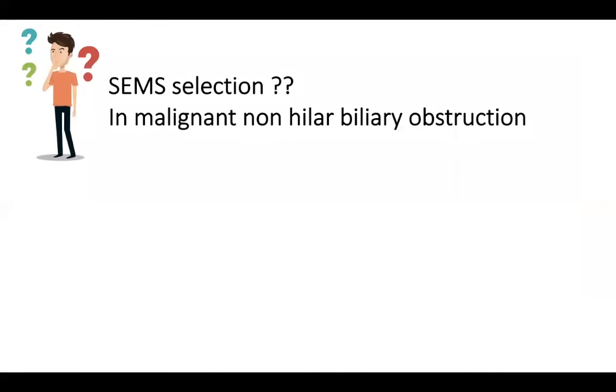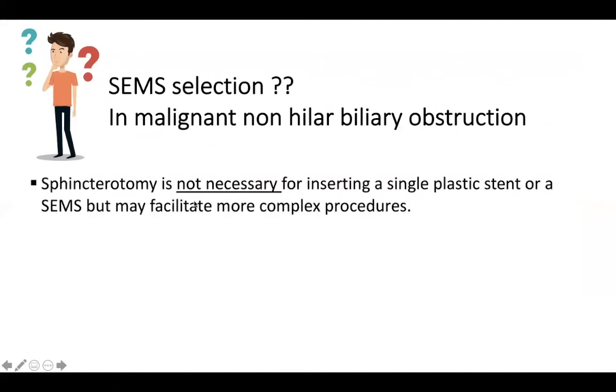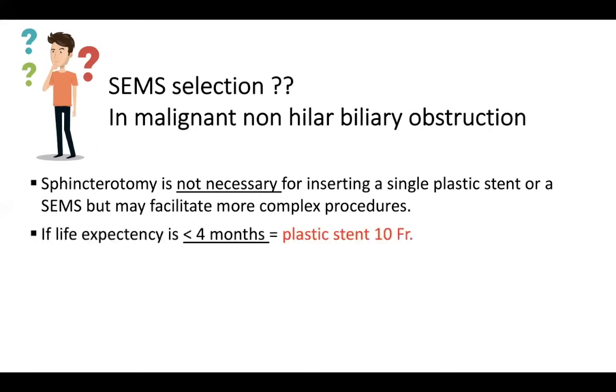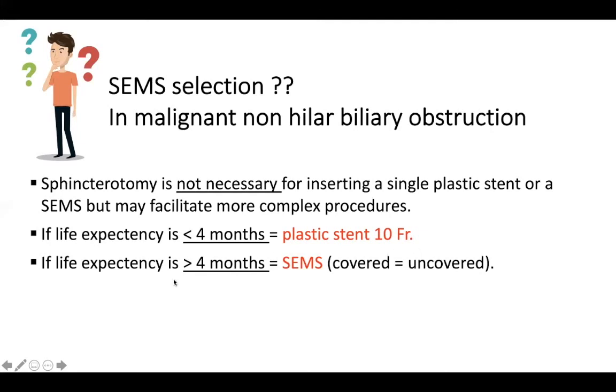Which metallic stent should we choose in case of malignant non-hilar biliary obstruction? First, sphincterotomy is not necessary for inserting a single plastic or metallic stent, though it might facilitate more complex procedures, so it is not important to do sphincterotomy before stenting. If the life expectancy of the patient is less than 4 months, then a 10 French plastic stent is satisfactory, while if it is longer than 4 months, then a metallic stent is warranted.